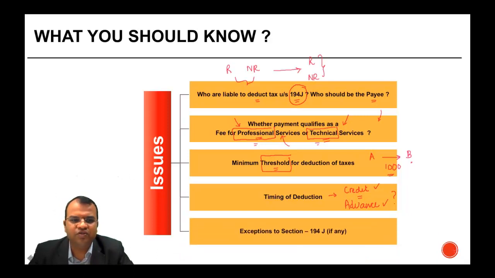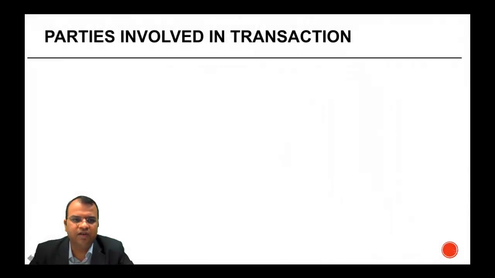Are there any exceptions to section 194J when this section will not apply? So let's look at all these one by one to understand the withholding tax under section 194J for payment in the nature of professional services or technical services.